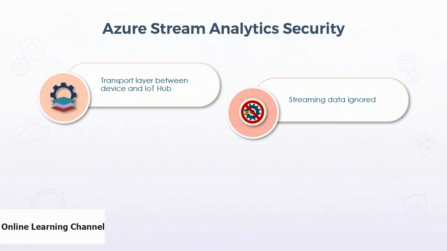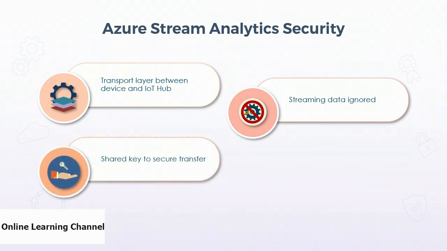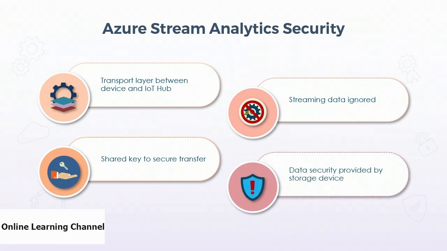And interacting with Stream Analytics as an app or as a user still abides by Azure's general security principles. So that means that access to data flowing out of Stream Analytics requires a shared key to enable secure data transfer. If you don't have that key, then you don't get any data. And finally, just to hammer that storage point home, Stream Analytics doesn't store data, so it has no need for encryption at rest. And what that means is that data security must be provided by whatever storage device or service you're using.